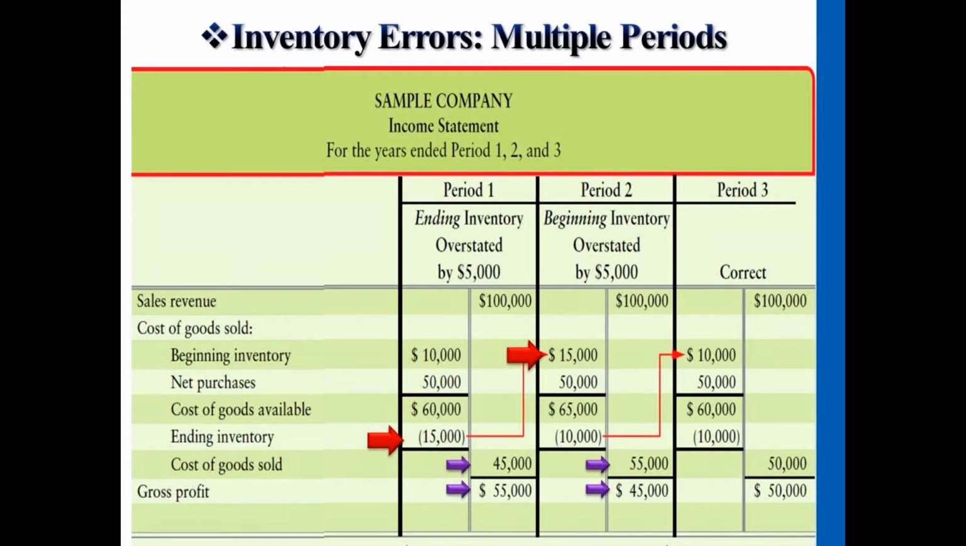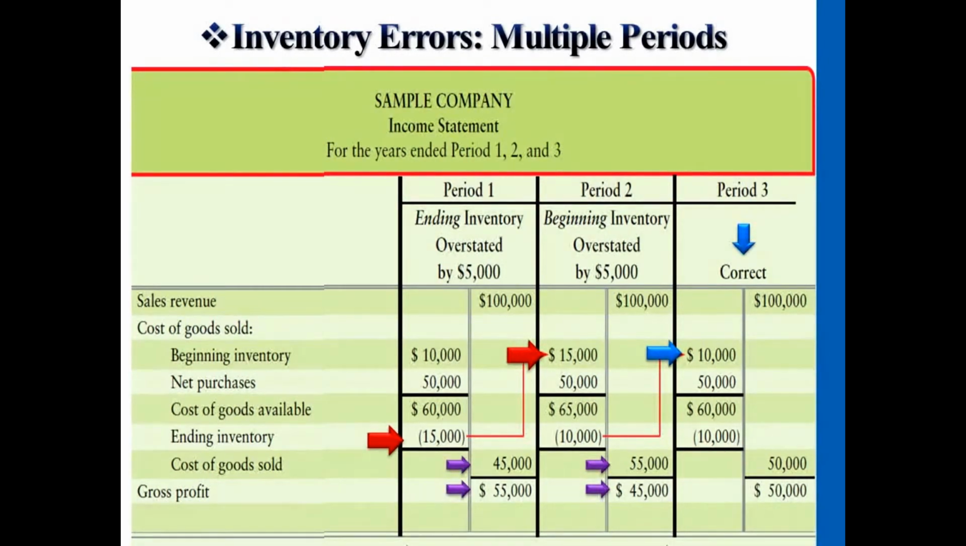If we only have one type of error that occurred here, this effect carries on to the next period of time, but then stops here, because at the end, if this is correct, what carries on to the third period of time is only this beginning inventory, and assuming this is correct, then this will not affect the third period of time.